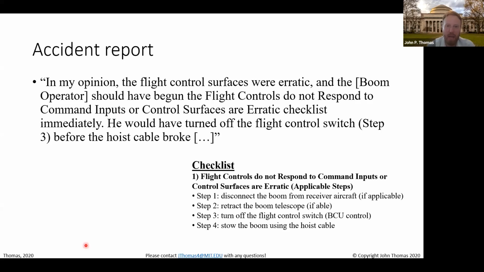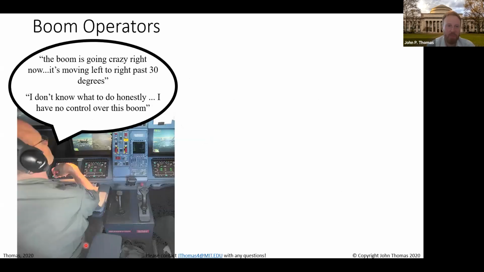Now compare that to a human view that we have crafted. And here's what the boom operators actually said during the event. The boom operator said, the boom is going crazy right now. It's moving left to right past 30 degrees. I don't know what to do, honestly. I have no control over this boom. You can just imagine them trying to regain control over the boom. Of course, if you hit the off switch, that's not regaining control. That's turning things off and it's a dead weight. They're in a different mindset. They're trying to figure out how to get control back over this boom, get it back into operation.